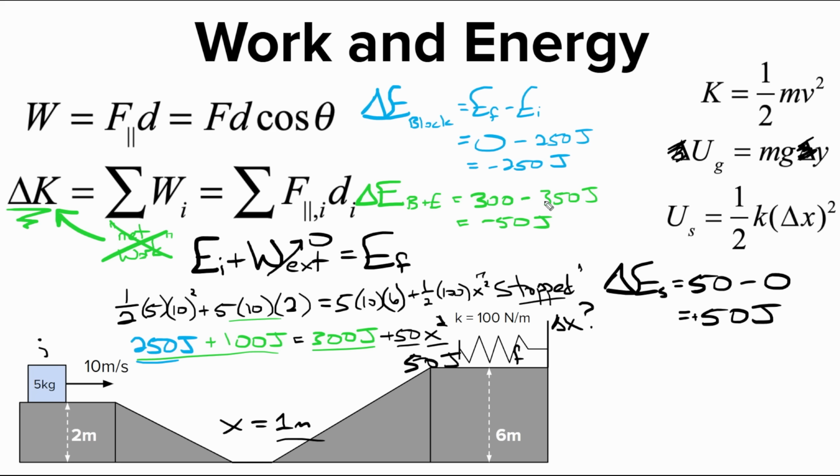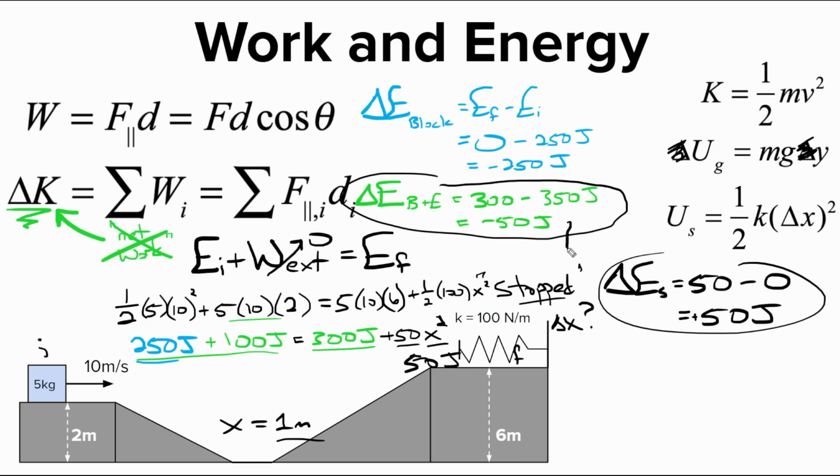It gained 50. This is not a coincidence. Look, our system of block and Earth, which was everything else besides the spring, lost 50. Our spring gained 50. That's because energy is a zero-sum game. If one system loses it, the other one has to gain it. Something has to gain it, and you don't create or destroy energy. That's why energy is conserved.